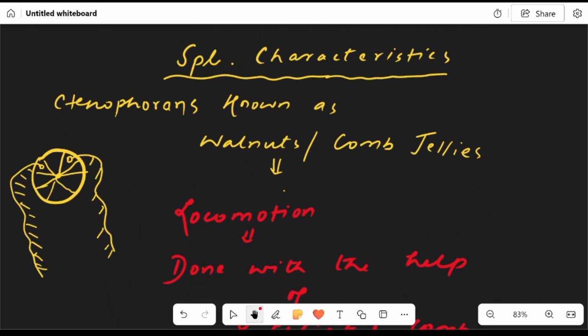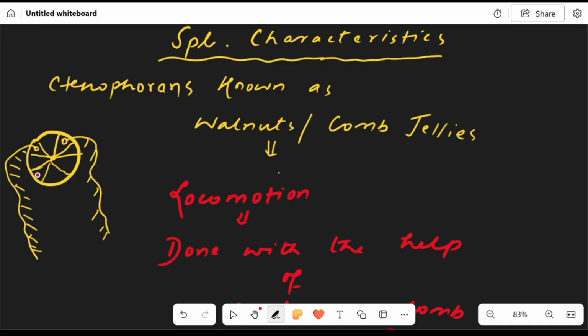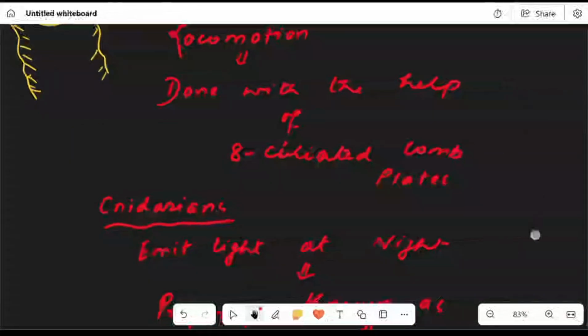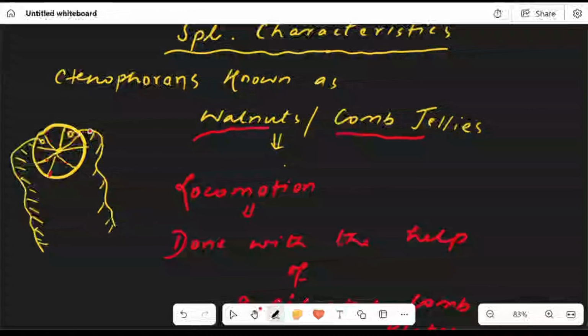What are the special characteristics? Now the Ctenophorans are known as sea walnuts or comb jellies. For locomotion, they have 8 ciliated comb plates. They have 8 ciliated comb plates, and with the help of these, they move from one place to another. So these 8 ciliated comb plates help in locomotion.